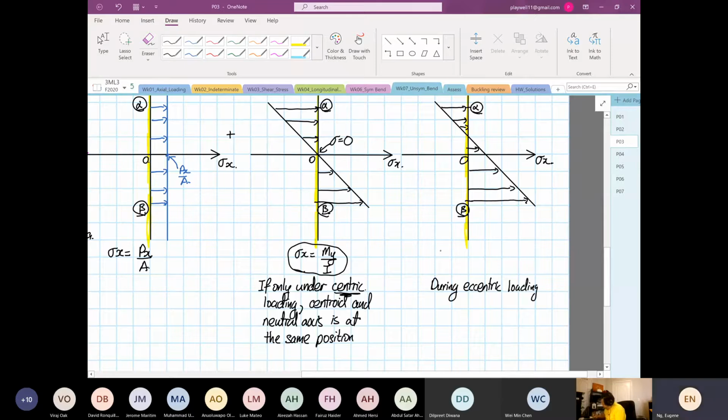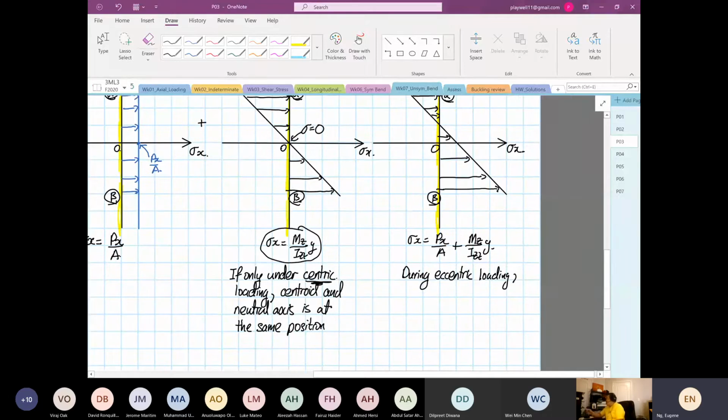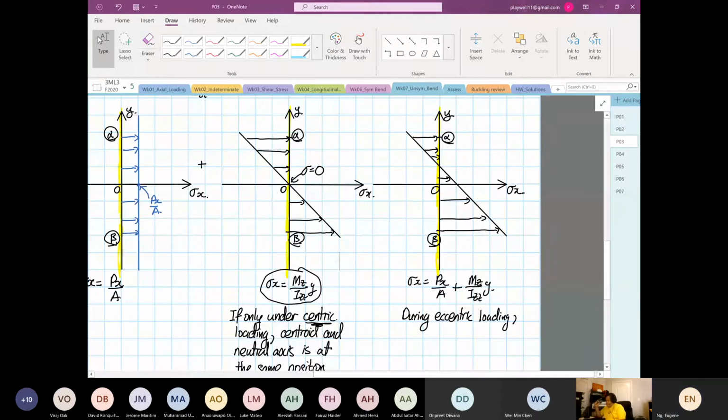But during eccentric loading, which is this case over here, stress X is equal to Px over A plus Mz over Izz multiplied by y. Sorry, I better write this properly. Some of you might say, Eugene, why is it not the same? Mz over Izz multiplied by y. So for this case, what do you realize? What is the difference now? There is a shift, right?